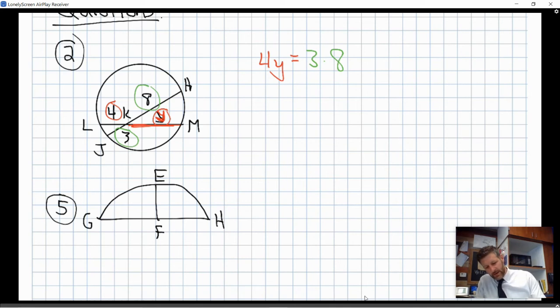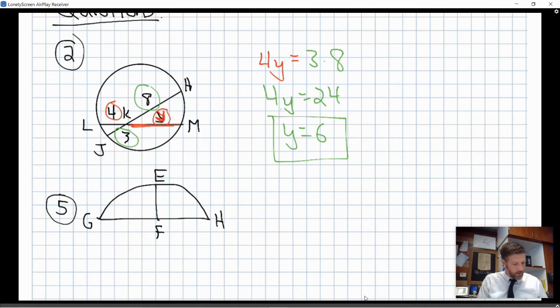So then we can simplify that to 4y equals 24. And then we can divide by 4. And we can see that y equals 6. That problem only has find the value of the variable and the length of each chord. Okay, so there's the variable. And so what are the lengths of the chord? Well, the red chord is simply going to be 4 plus 6. So it is 10. And that would be chord LM.